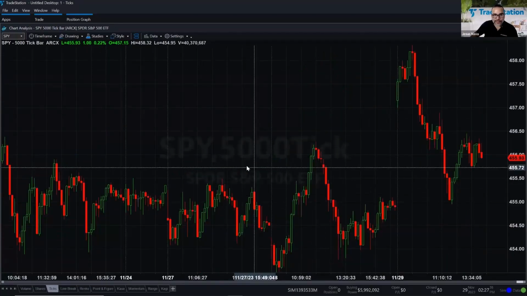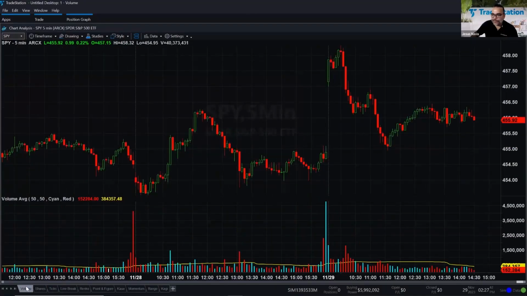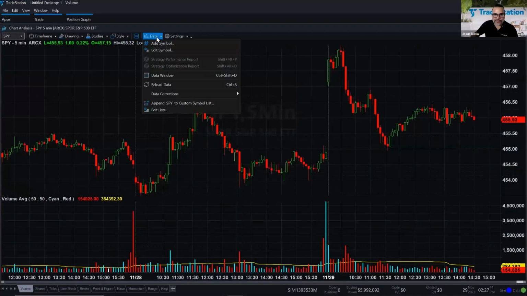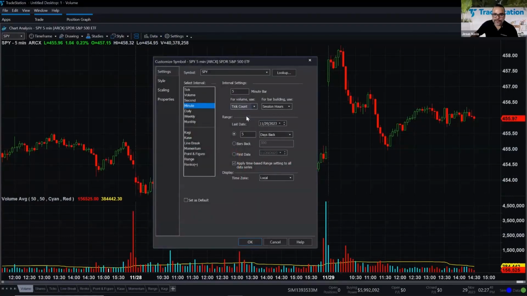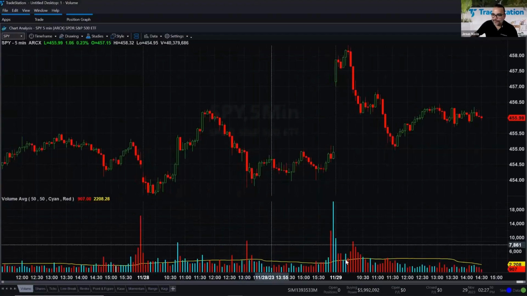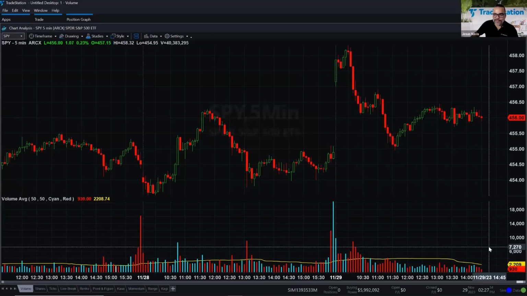Our tick chart right here is set to 5,000. But if I go here to volume, I know the average. Let me take a look at the average. Edit symbol, tick count. The average is about 2,200. I think we had seen that already. So this gives me a comparable chart. If I switch it to 2,200 ticks, it gives me a comparable chart to the 5-minute time frame.